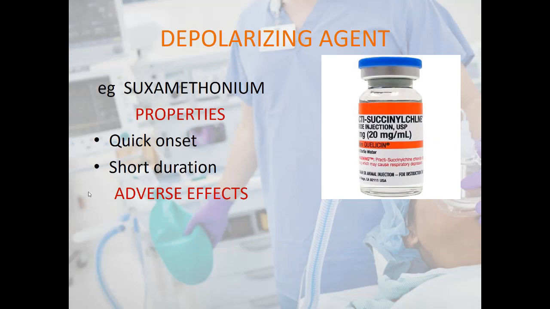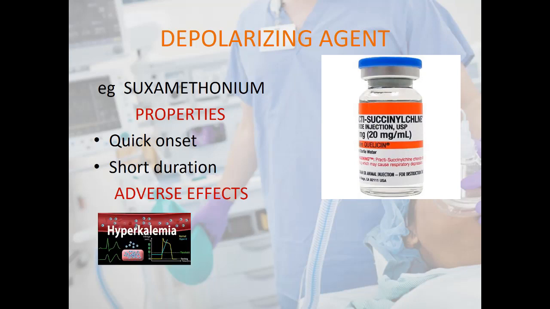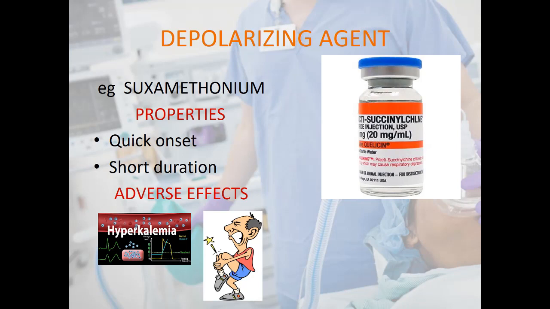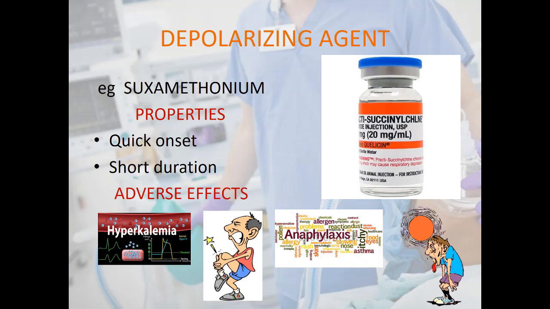So we will talk about the depolarizing agent, succinylcholine. It has quick onset and short duration, as we have already discussed. But what about the adverse effects? A very prominent adverse effect is hyperkalemia. And not only hyperkalemia, but also joint and muscle pains, anaphylaxis, and malignant hyperthermia.